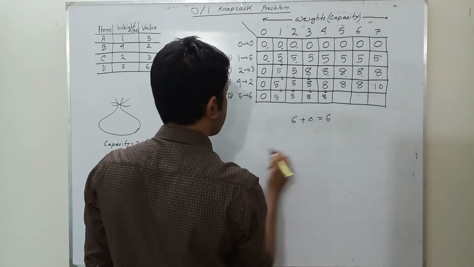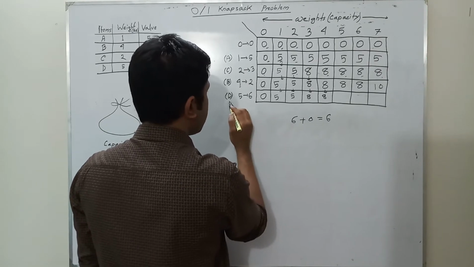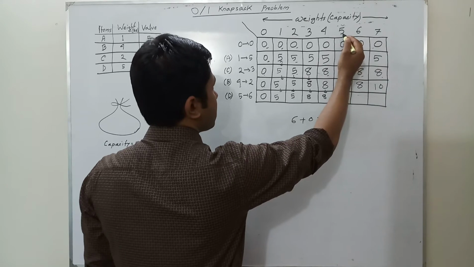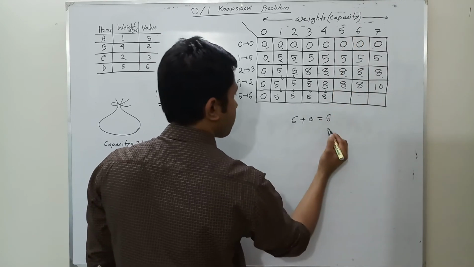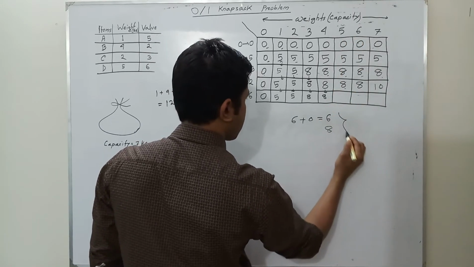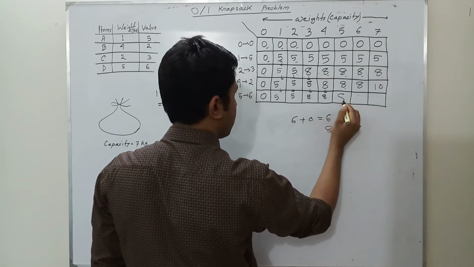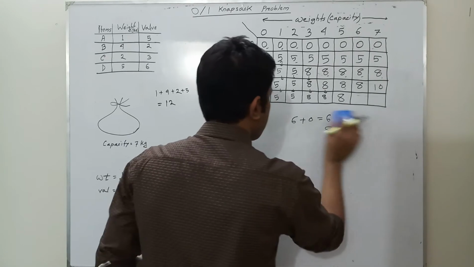equal 6. And without using the item D, the maximum obtainable value when the capacity of the knapsack is 5, we know 8. Here the maximum value is 8. So for this field, the maximum obtainable value will be 8.